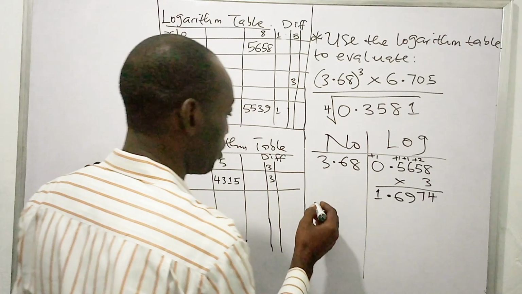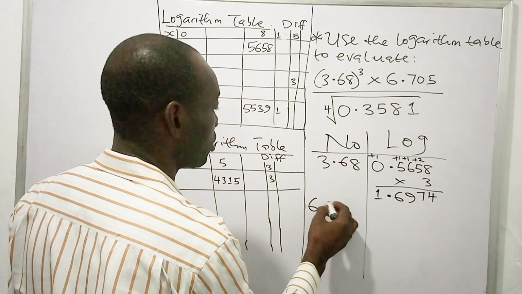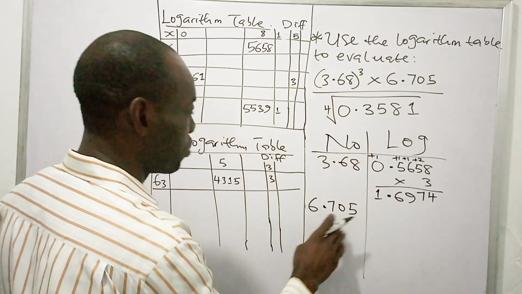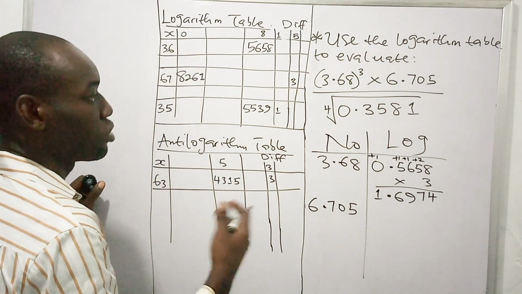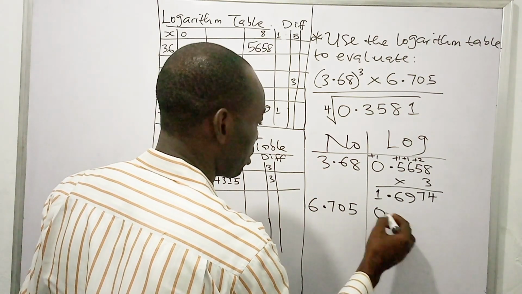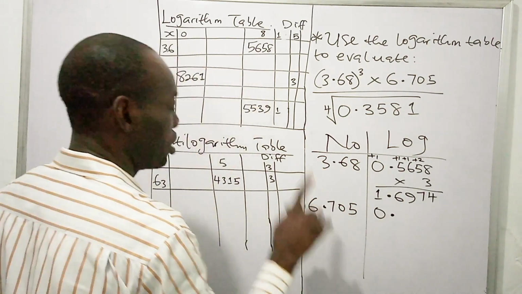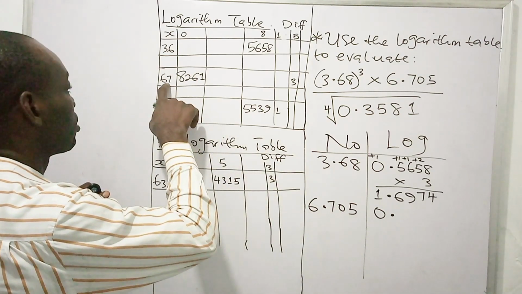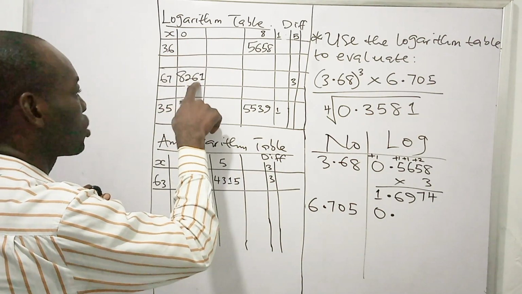Now for the second, we have 6.705. Good. Also, if we express this in standard form, that will be 6.705 times 10 to the power 0. So our characteristic here is 0. Place our decimal point. Then over to the 4-figure table, we check for 67 under 0. 67 under 0 gave us 8261.